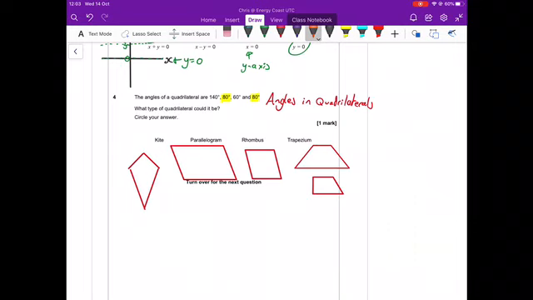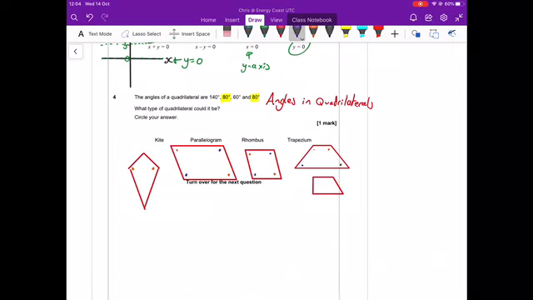So the first one's kites. In a kite, you always have these 2 angles that are the same. In a parallelogram, these will be the same, and these purple ones will be the same. So that is 2 pairs that are the same. A rhombus is going to be the same as that. A rhombus is basically a parallelogram. It's just a wonky square rather than a wonky rectangle. And then trapezium, you get a lot of different trapeziums. Well, that's one sort, and that would have 2 pairs that are the same.